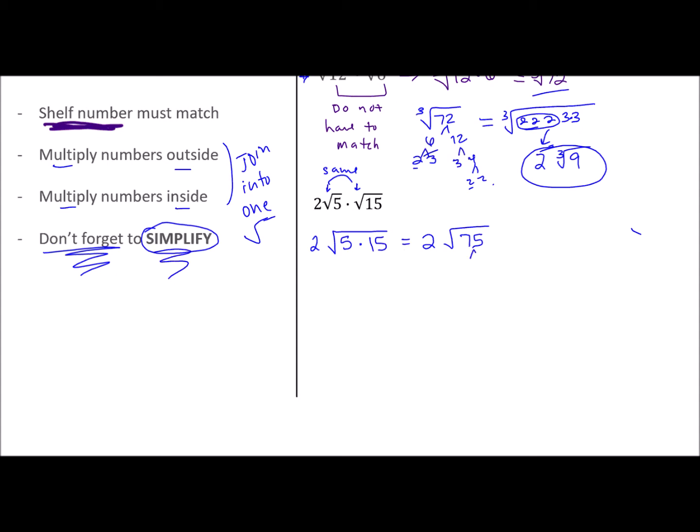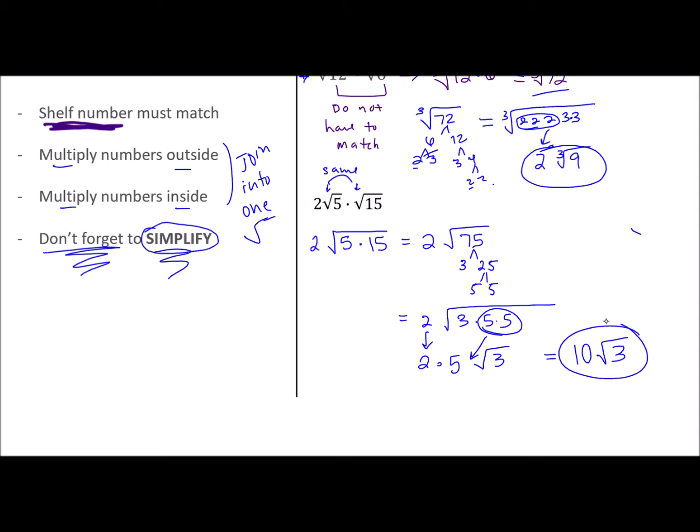I'm going to break that down. So it's actually 2, and then inside the square root, 3 times 5 times 5. Looking for pairs. So 5 makes it out, 3 is left over. Don't forget the 2. So the final answer would be 10 square root of 3.